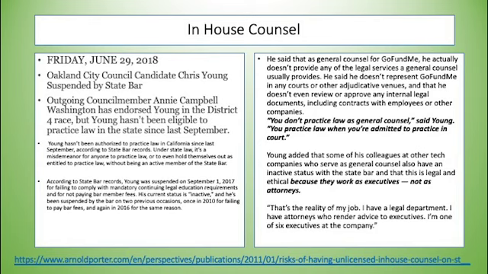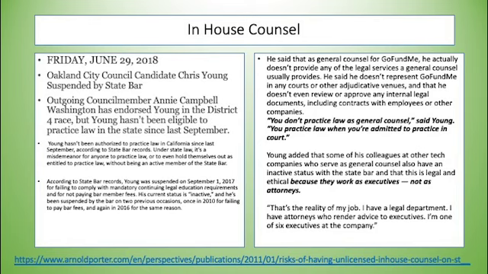He doesn't represent GoFundMe in any courts, any adjunctive venues. He doesn't even review or approve any internal legal documents, including contracts with employees or other companies. "You don't practice law as general counsel," said Young. "You practice law when you're admitted to practice in court."